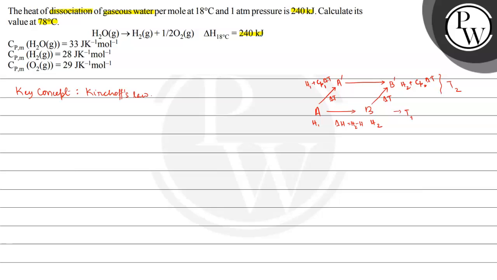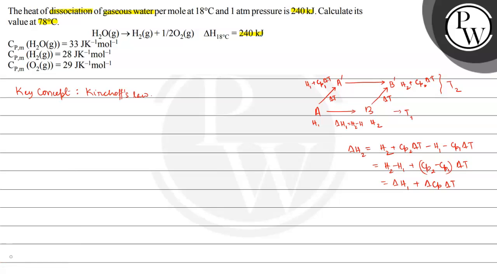So at temperature T2, the enthalpy change will be delta H2, which is equal to enthalpy of B minus enthalpy of A, that is H2 plus Cp2 delta T minus H1 minus Cp1 delta T. So this is equal to H2 minus H1 plus Cp2 minus Cp1 delta T. So, let this be delta H1. So this is delta H1 plus delta Cp into delta T. Alright, so this is the mathematical expression for Kirchhoff's law.